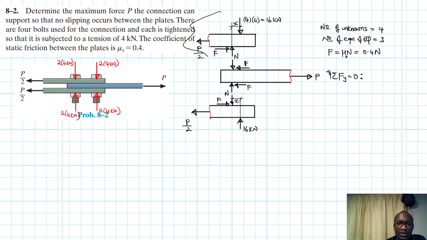So we know here to say our summation of forces in the y equal to 0. Like I said, I'm just using one figure because these are all the same. I just have to draw all of them. Again, you don't have to draw all of them. So this is just N minus 16 equal to 0. Therefore, our normal force is equal to 16 kilonewtons.